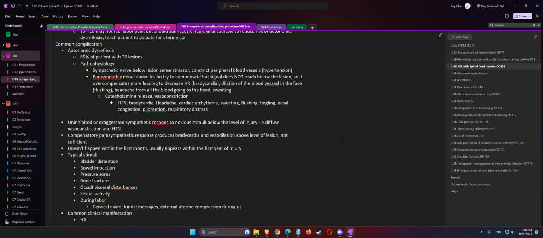So I don't think we're talking about the same thing. I'm not sure if we're answering the same thing either. Yeah. So autonomic dysreflexia is basically when the patient has a T6 or above lesion where the parasympathetic nerves are sending signals to the brain to basically dilate the blood vessels. However, the sympathetic nerves cannot travel down to the rest of the body to actually help dilate the blood vessels. So the patient has flushing.